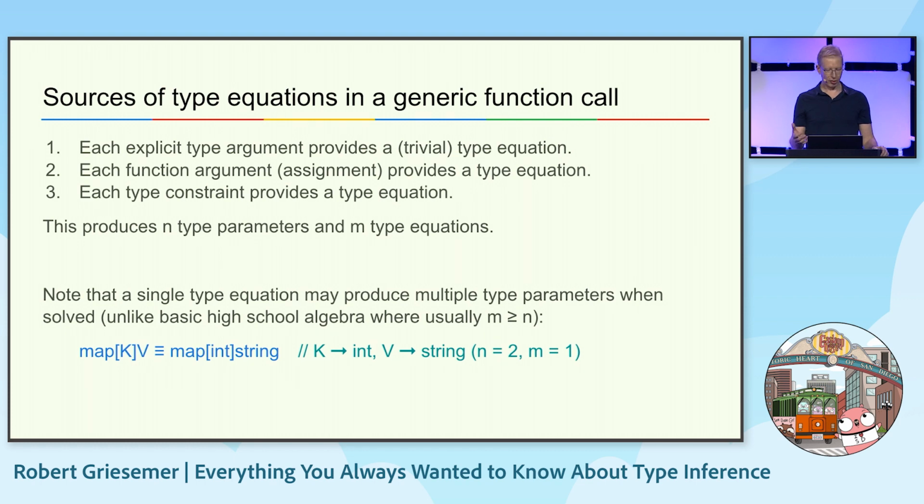And this produces a certain number of type parameters and type equations. These numbers don't necessarily have to be the same, so that's where it's a little bit different from high school algebra. So for instance, in this map example, where we have two type parameters k and v, we have only one equation, but we actually can infer two types at the same time.